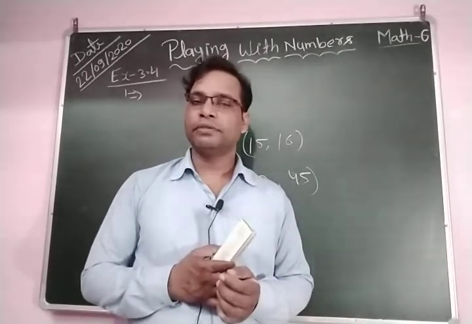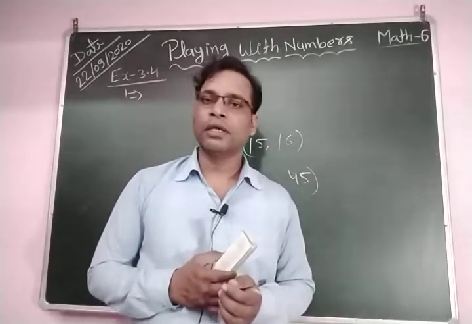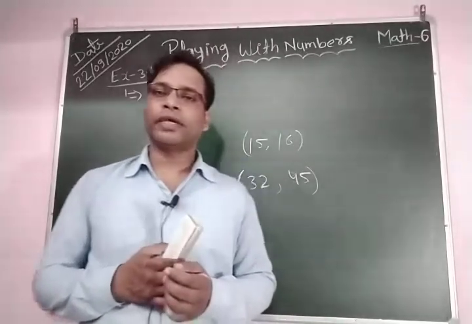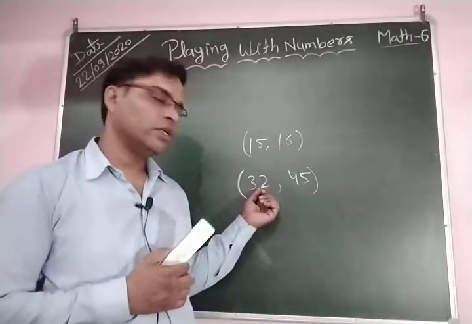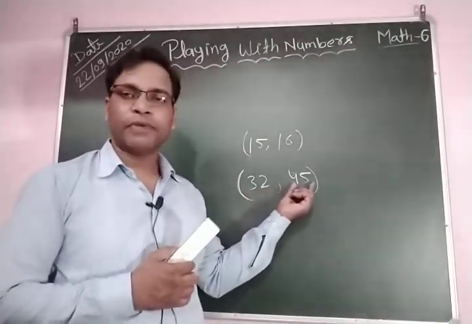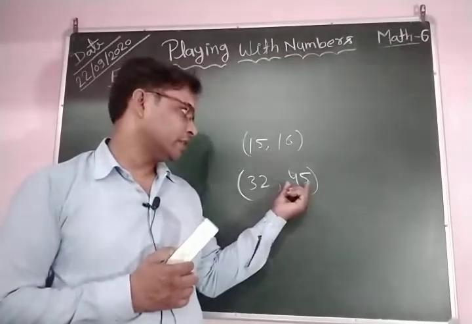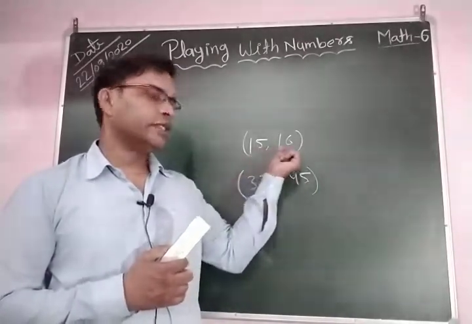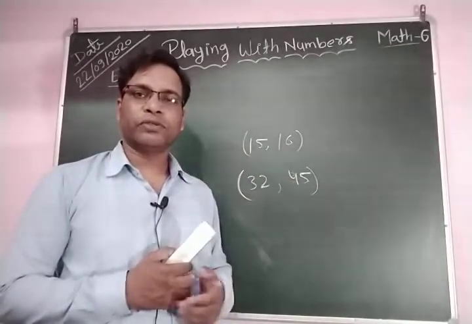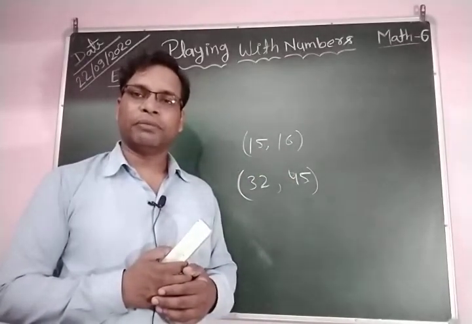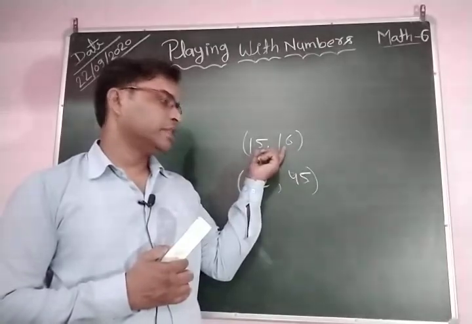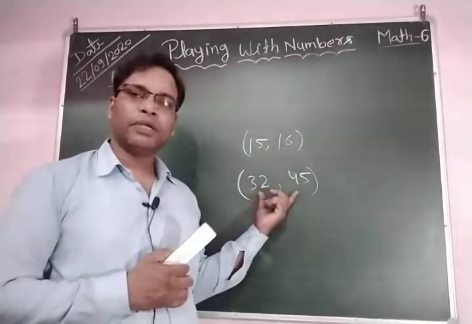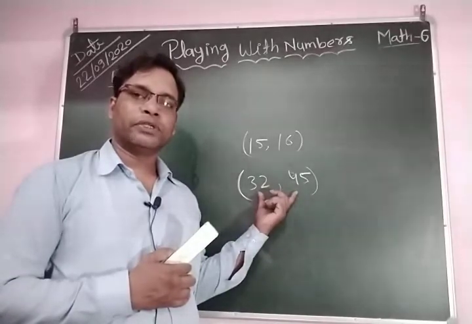A number which has only two factors is called a prime number. Here you can see 32 has more than two factors, and 45 has more than two factors. So these are not prime numbers, they are composite numbers. Here also 15 and 16 have more than two factors. But 15 and 16 have no common factor other than 1, and 32 and 45 have no common factor other than 1. So these are co-prime numbers.